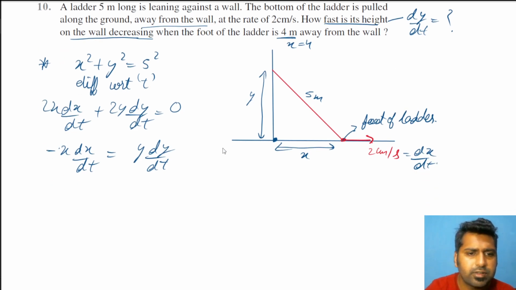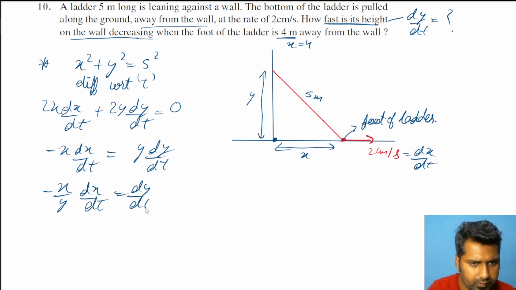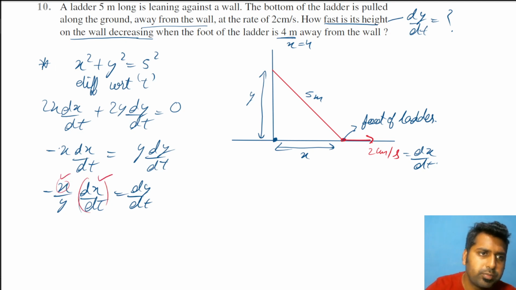The value of x is given. In order to get the value of dy by dt, if we want to calculate dy by dt, we need to write minus x by y dx by dt is equal to dy by dt. We have the dx by dt, this quantity is known. We have the x, we need y. So before putting all the values, we need the y.